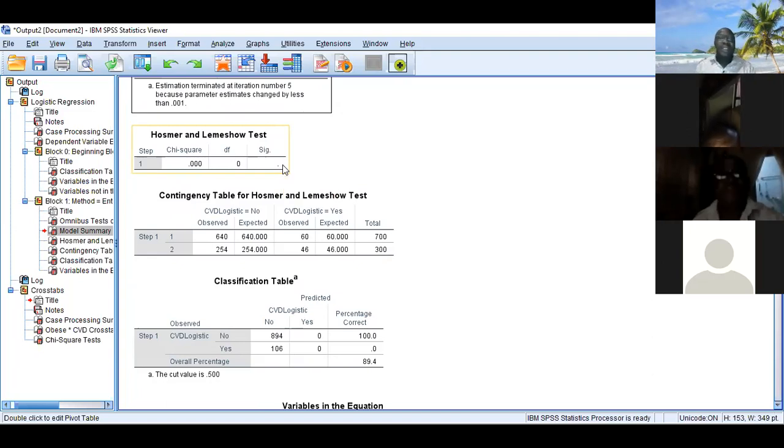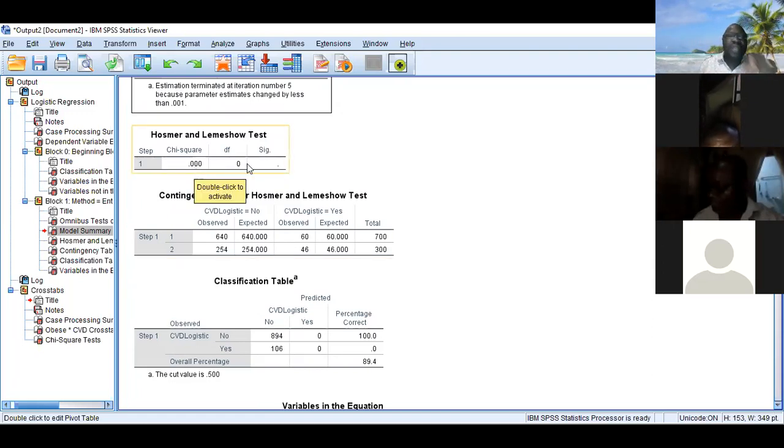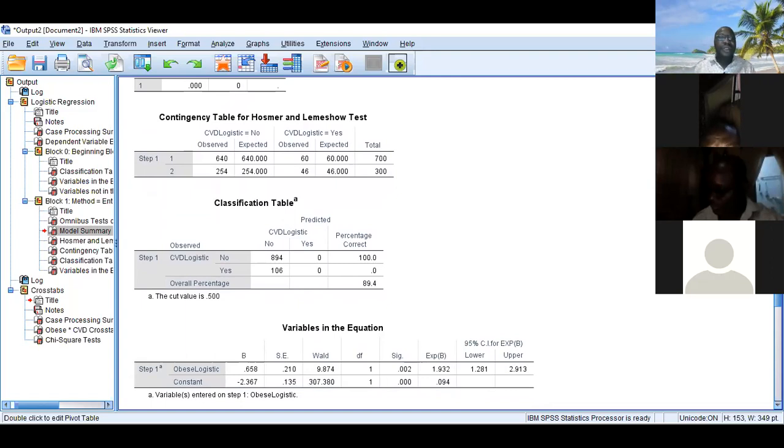That shows that the model fit is good. But if it's statistically significant, that shows that the fit is not good. Can you see? But for this one now, the chi-square is 0, which shows that the significance will be 1. So that shows that it's good. And then this is the contingency table that is showing it.